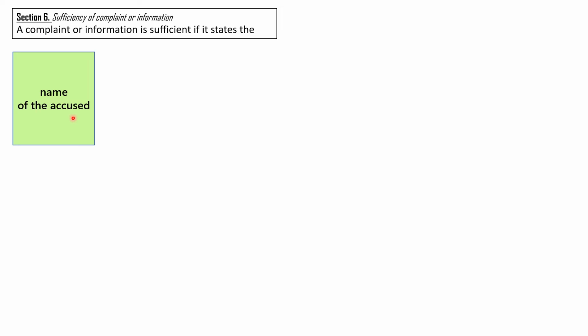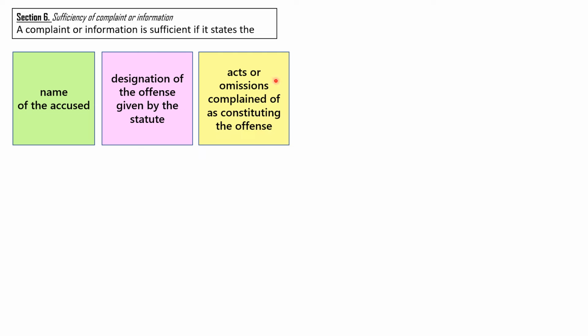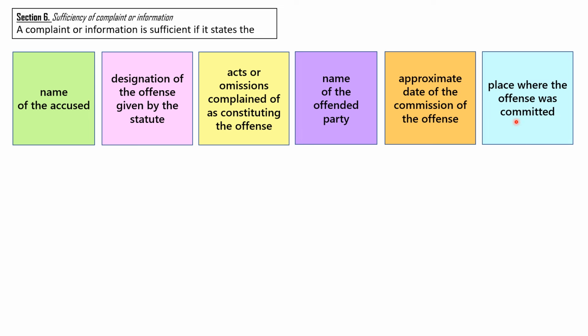First is the name of the accused. Second is the designation of the offense given by the statute. Number 3 is the acts or omission complained of as constituting the offense. Fourth is the name of the offended party. Fifth is the approximate date of the commission of the offense. And sixth is the place where the offense was committed. So take note of the 6.